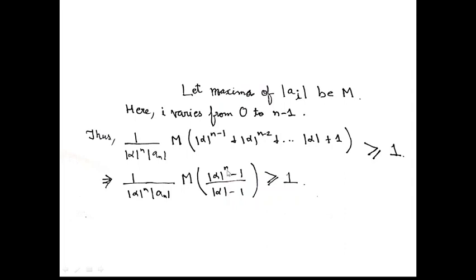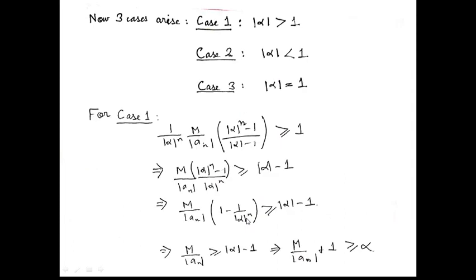Okay, this is the GP and this is the sum of the GP. Now we get the expression, and three cases would arise for this. One case would be mod alpha is greater than 1, one case will be mod alpha less than 1, and one case will be mod alpha equal to 1. We prove a particular theorem, a particular concept is valid for all three cases, and we'll be doing so in the next few steps. Okay, so let's begin. Three cases arrived.